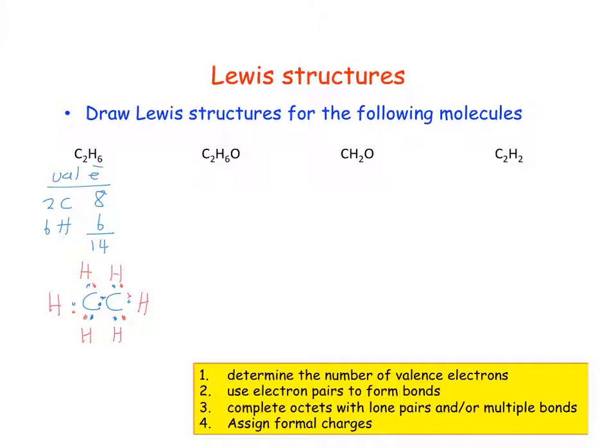This is the structure of ethane. Okay, 2 carbons, 6 hydrogens, all single bonds. All right, so let's try another one, C2H6O. So notice that these two are the same, except now we've added an oxygen.